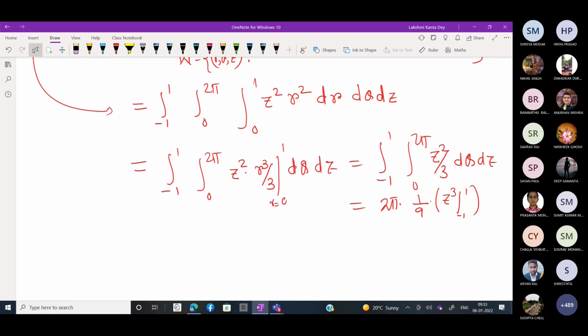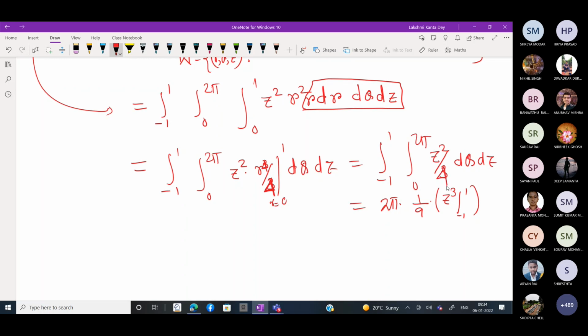Sir, okay, I have made a mistake here. Yes, it will be r dr d theta. r is coming. Yes. So I made a mistake here. So it will be r cubed, meaning r to the power 4 by 4, right?